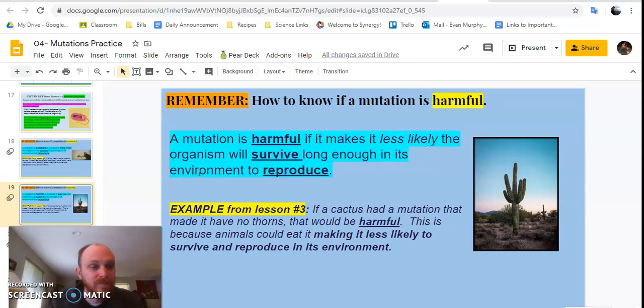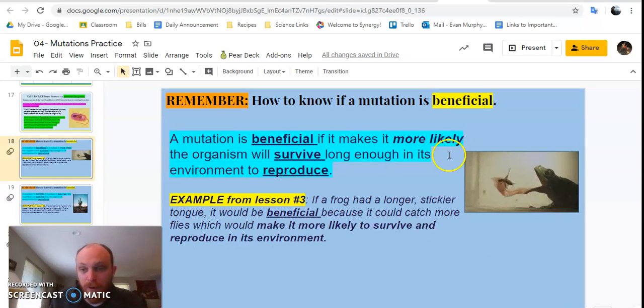I will say this: some people, for the frog one here, told me that it was harmful because, and they gave me the because, and I loved that. They said because maybe the tongue was going to stick to their mouth, and then they couldn't get as many flies. Well, if it's so sticky that it's stuck inside their mouth, then it would be harmful because they wouldn't be able to eat enough flies. And so it would be less likely in that case that they survive and reproduce.